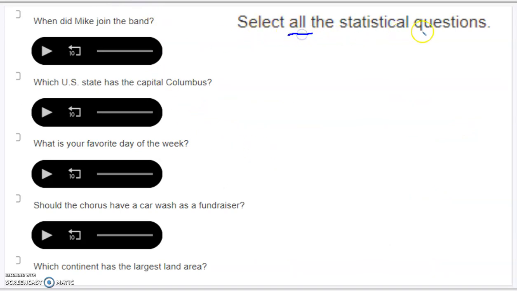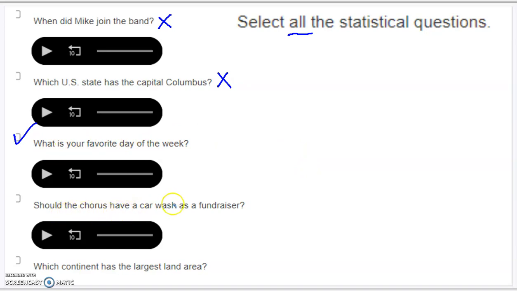Select all the statistical questions. When did Mike join the band? Not correct, because there's only one answer. Even if you don't know it, there's only one answer. Which U.S. state has the capital Columbus? Not correct. What is your favorite day of the week? Now this one here, if you ask different people, they're going to give you different results, different answers. So that is a statistical question.